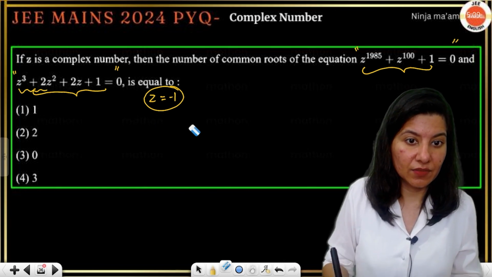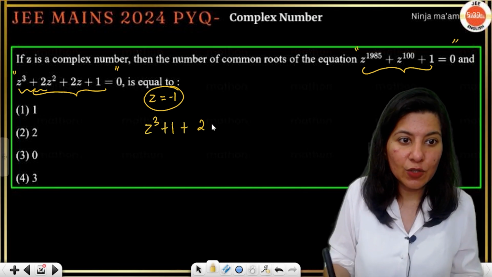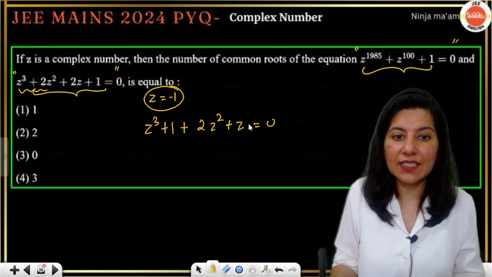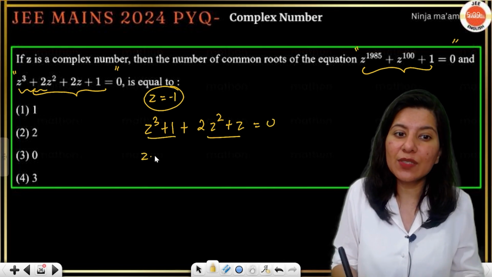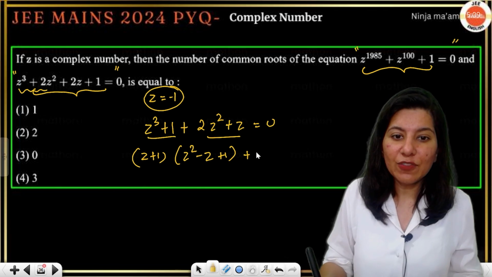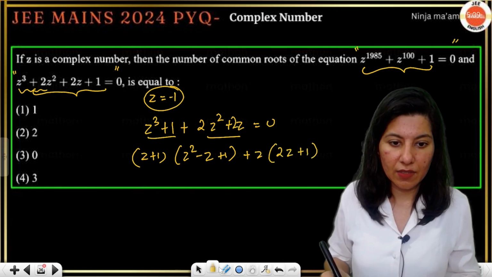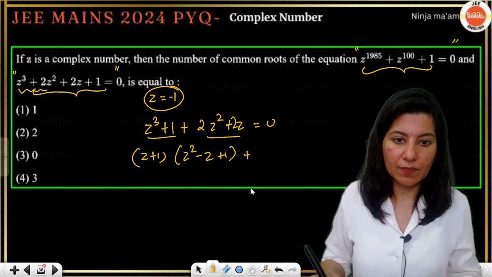Hold on. Not like this. Z cube plus 1, let us stay together. 2 z square plus z, let's stay together. Now factorize. Z cube plus 1 is z plus 1 into z square minus z plus 1. Here if you take z common, 2z plus 1. Sorry. Take 2z common.